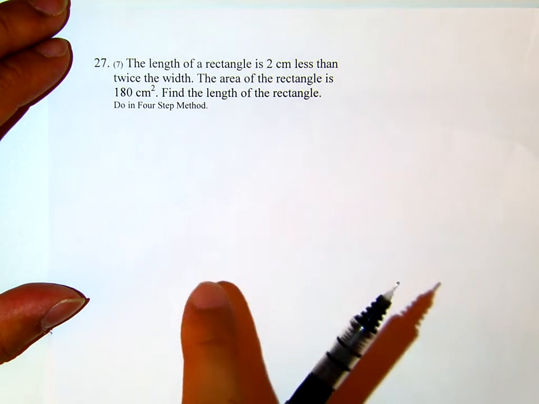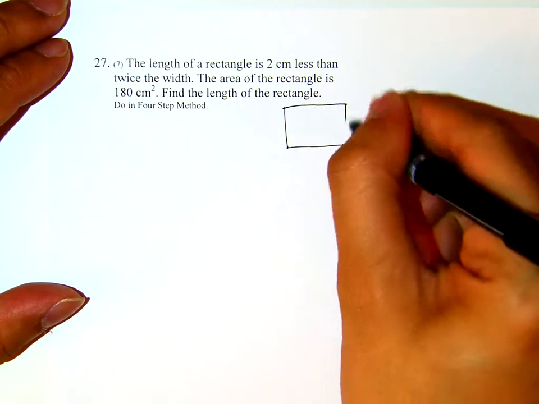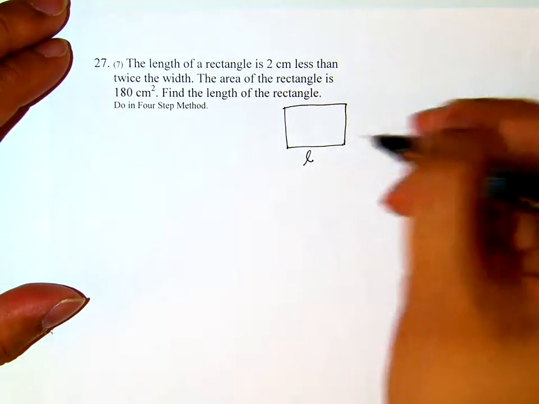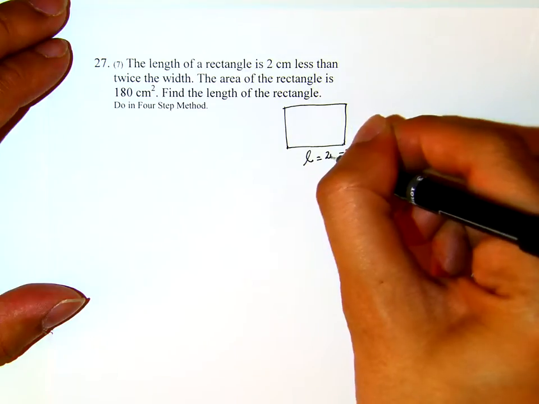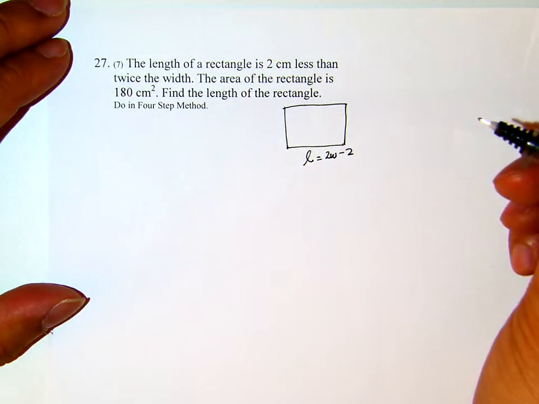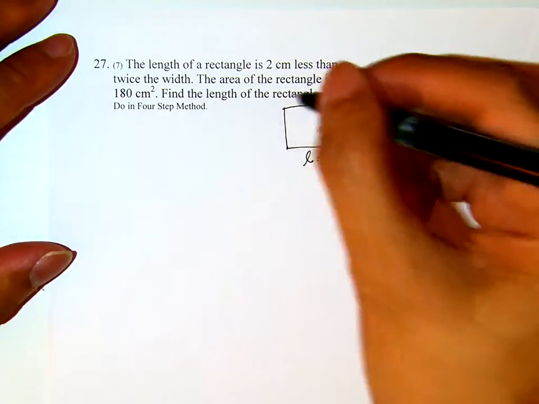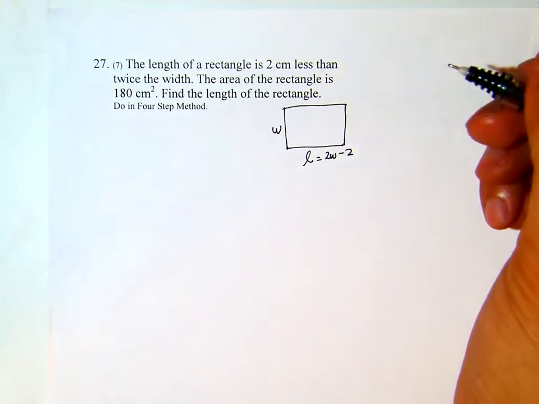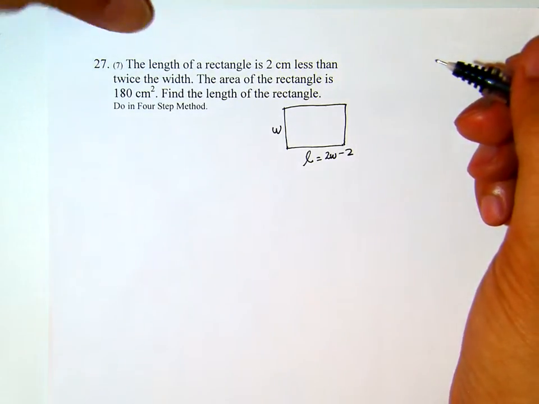So you see that the length of a rectangle, let's say this is the length here, is defined to be 2 centimeters less than twice the width. Okay, the length is defined in terms of the width. Now the area of the rectangle is 180 centimeters squared. Find the length of the rectangle.